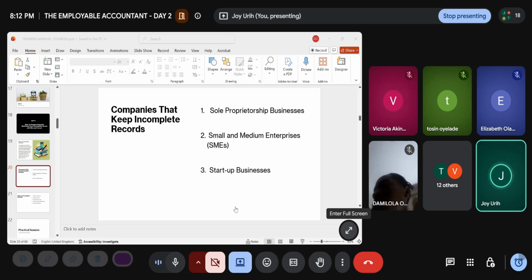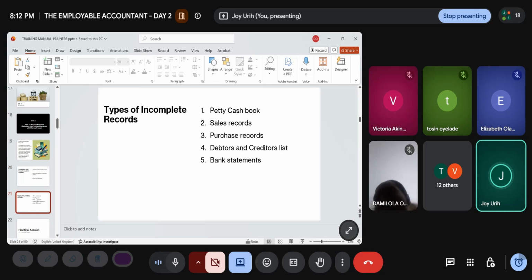There are some businesses that are still limited companies, but they still do not keep complete records. They still do incomplete records, partial entry, not double entry. They just do one single entry. Then we have startup businesses.